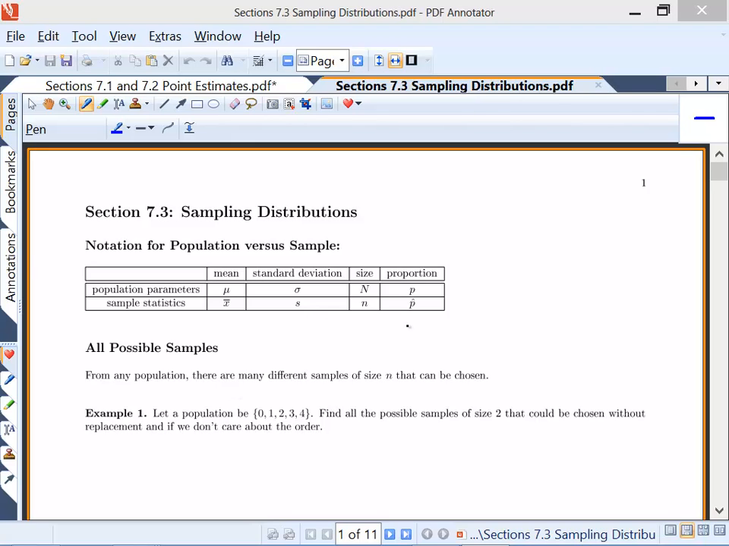This is something, by the time you do your homework, you need to know this very well. Because when it comes time for the test and I use one of these symbols, you need to know if it's a parameter or a statistic.